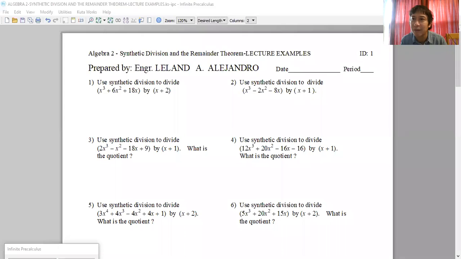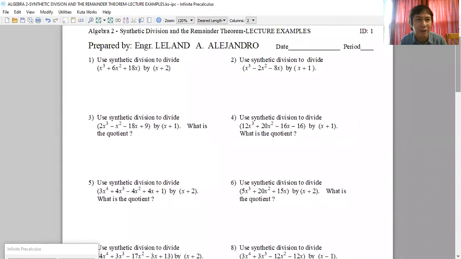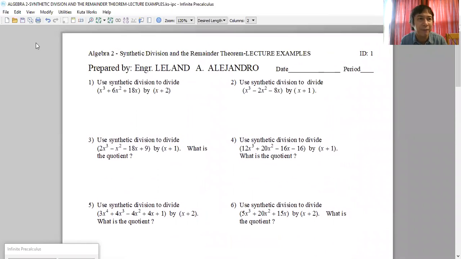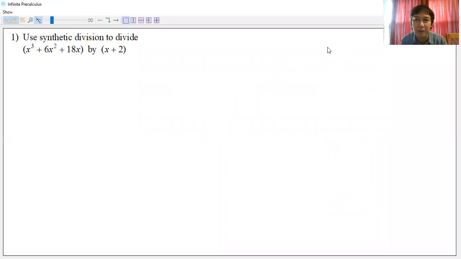Okay, so that should be somewhere here. All right, that will be this particular worksheet, and the title is Synthetic Division and the Remainder Theorem. This is my lecture examples, and this will be about 12 numbers. We shall solve it one by one from the presentation view. Okay, here's the first one.